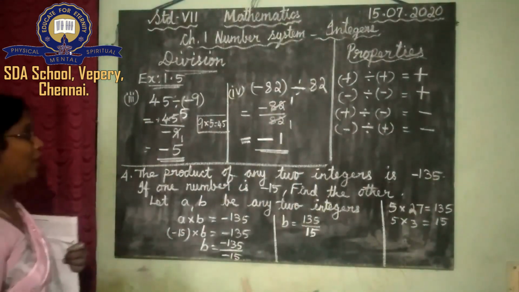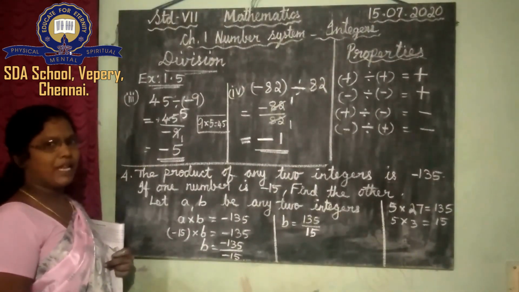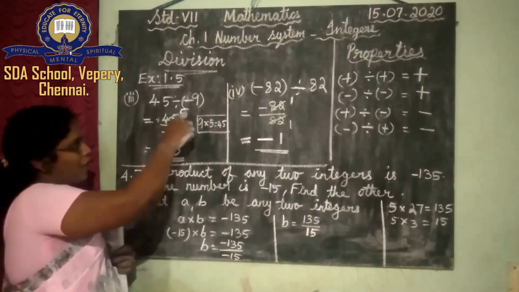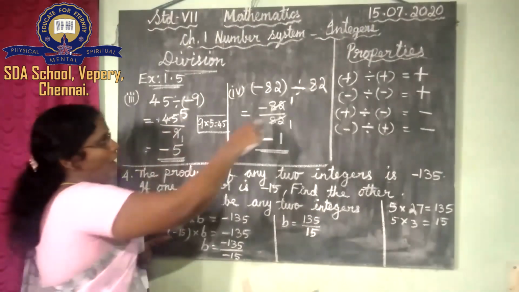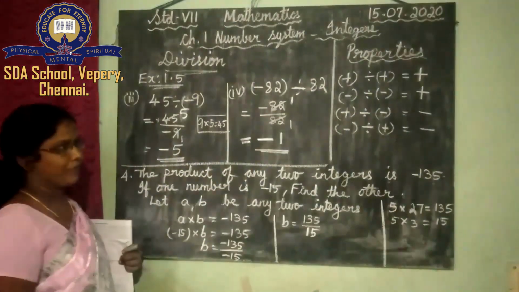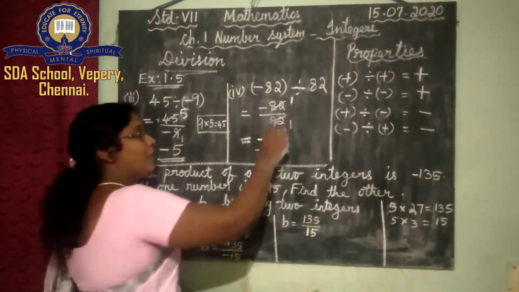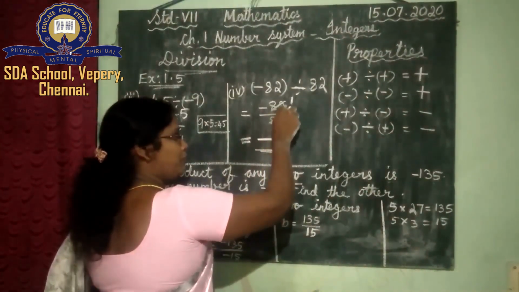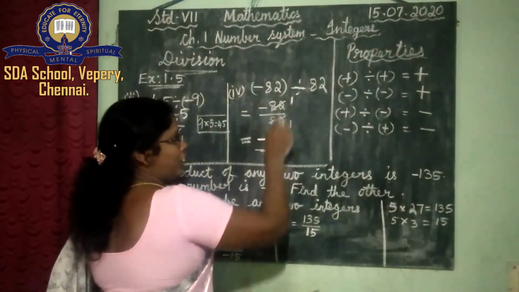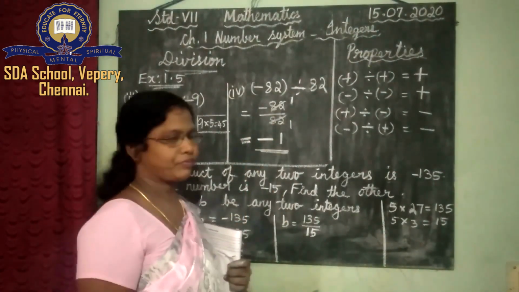When any number is divided by 1, we get the same number as the answer. So 5 was divided by 1, we got 5. 82 divided by 82, we got 1. Understood? When any number is divided by the same number, 82 by 82, we get 1 as the answer. Here minus, so minus 1.